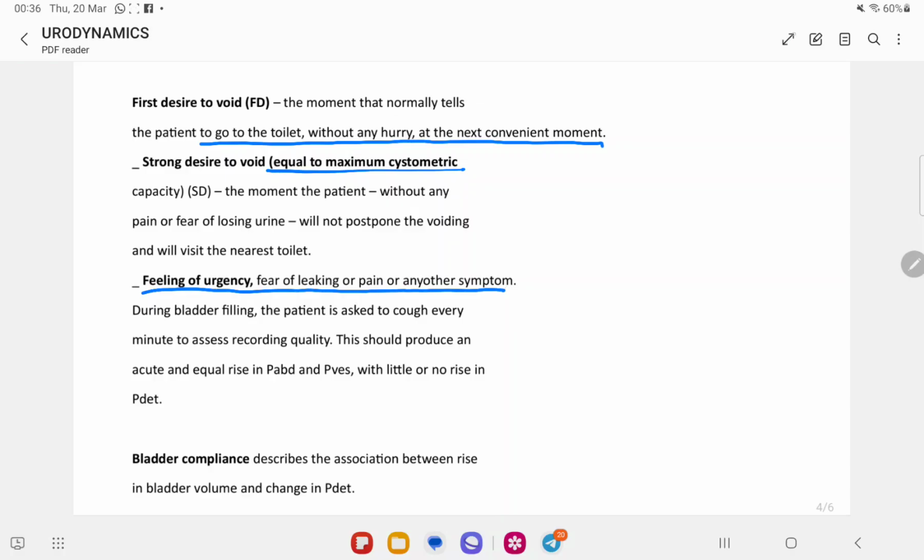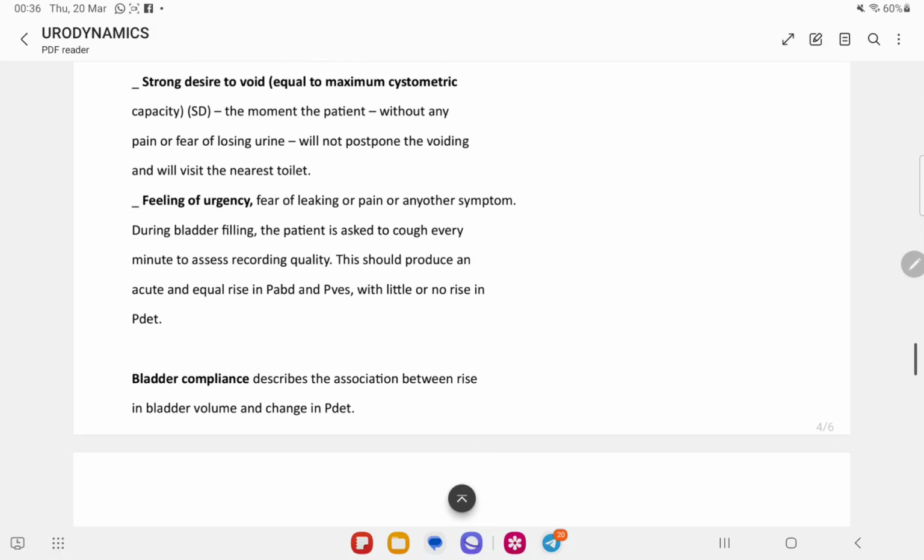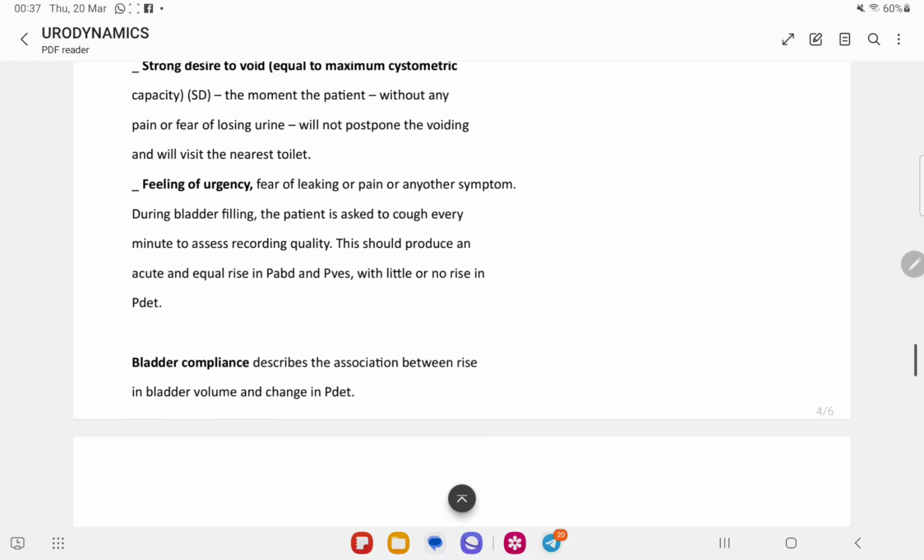So during the cystometry, a patient is asked to cough every minute to assess the recording quality. I will be telling you in the normal cystogram how this cough is interpreted. Whenever the patient is coughing, there is a rise in the abdominal and vesical pressure, but there should be no rise in the detrusor activity. This you should keep in mind.